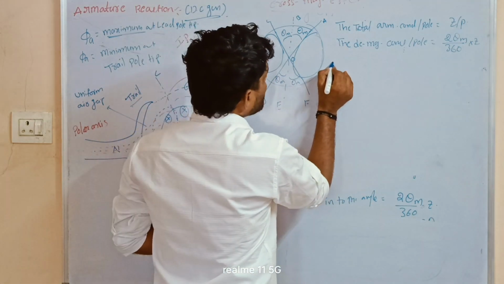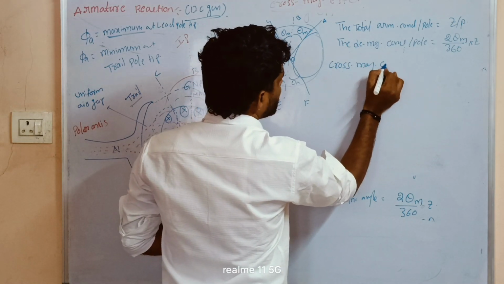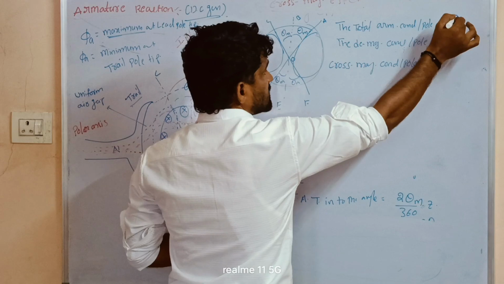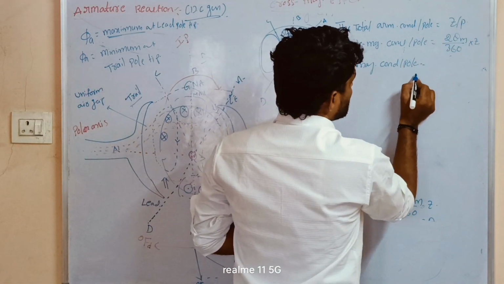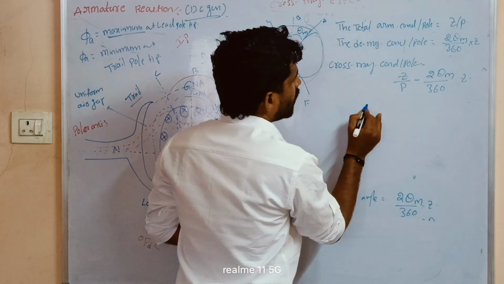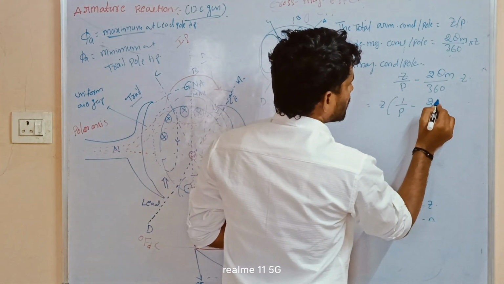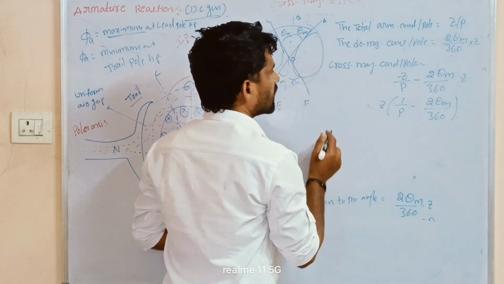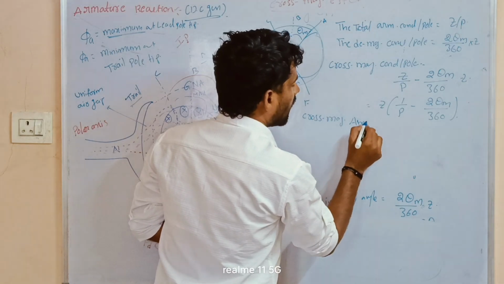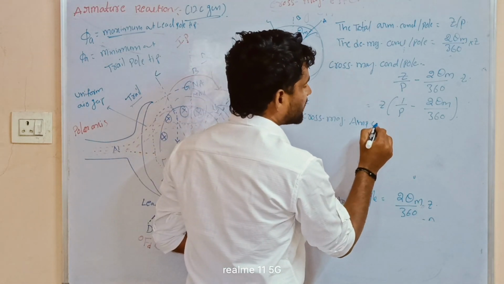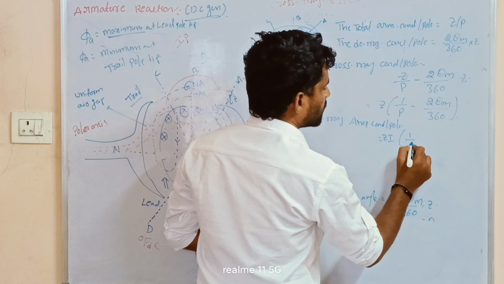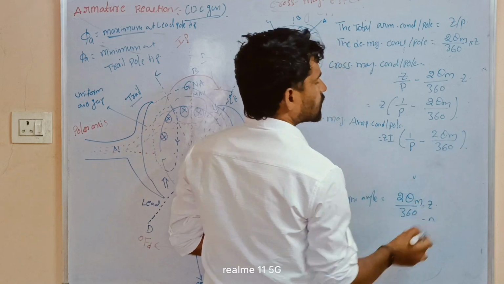Let us now find out the cross magnetization effect. Cross magnetization conductor per pole: simply, the total sum minus this one gives the cross magnetization effect, which is Z by P minus 2 theta m by 360 into Z. Taking Z common, Z into 1 by P minus 2 theta m by 360. Now the cross magnetization ampere conductor per pole is Z I times 1 by P minus 2 theta m by 360.